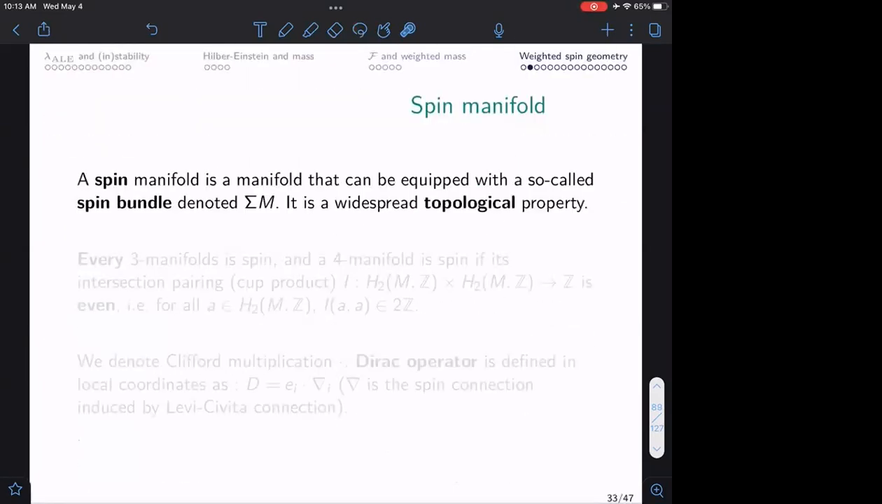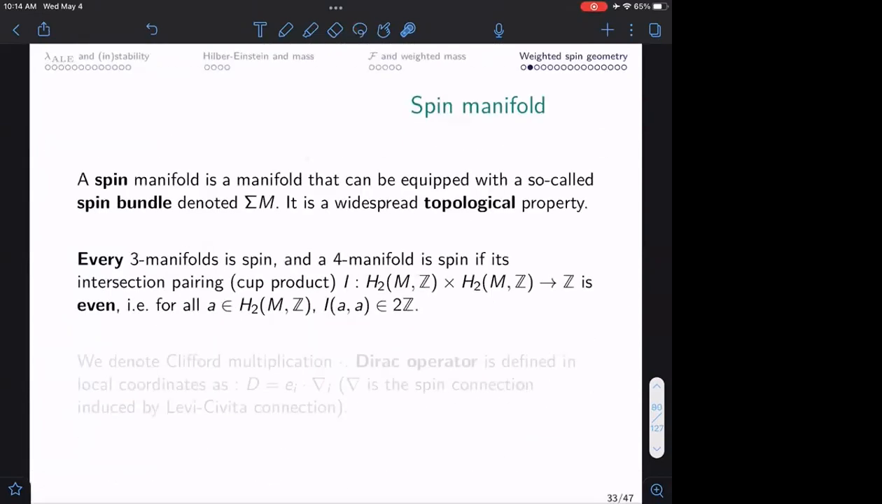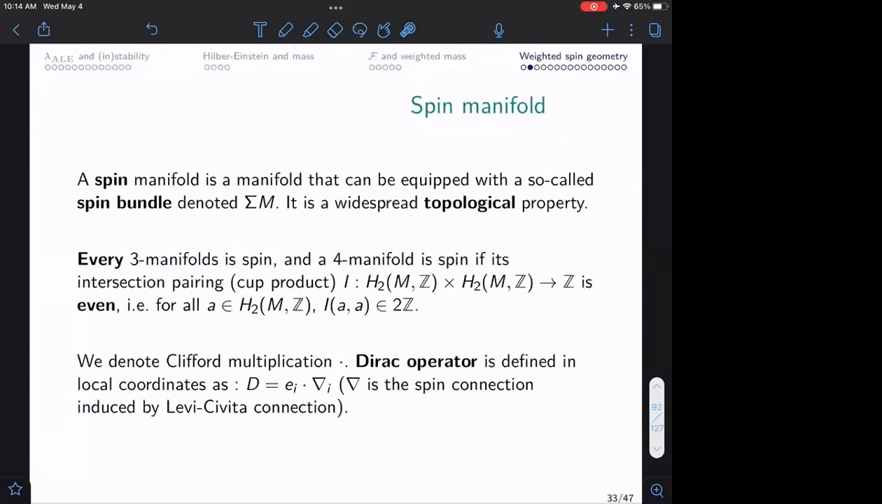But let me have one slide on spin manifolds to fix the notation. So a spin manifold is equipped with a spin bundle. My notation will be this. And it's a widespread topological property. It's satisfied by every three-manifold. And in dimension four, there is a clear way to know when it will be the case or not. My notation for Clifford multiplication is just this central dot. And the convention for the Dirac operator is this one.